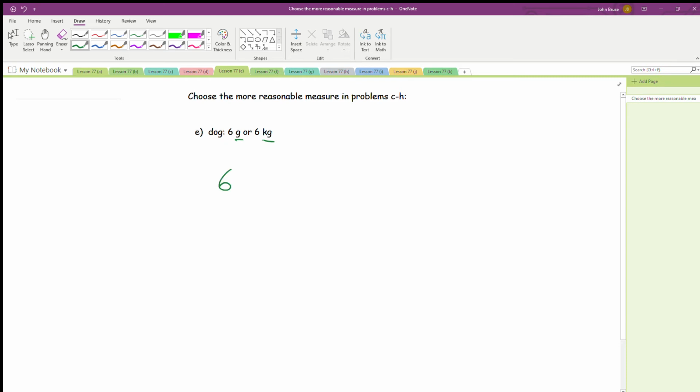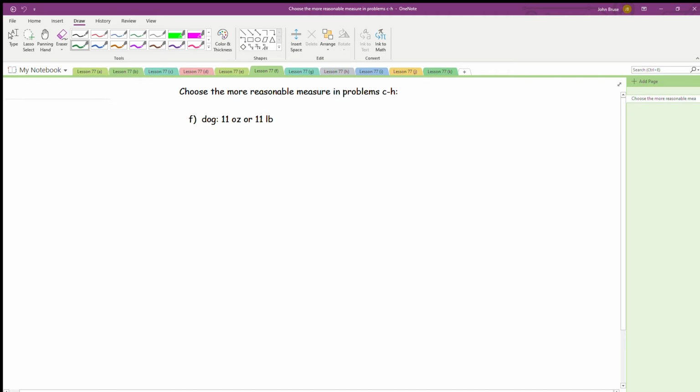I'm going to go with pounds. I've never seen a dog that weighs that little. Oh, these were kilograms, by the way. Okay, the next one. Choose the more reasonable measure in problem C through H.